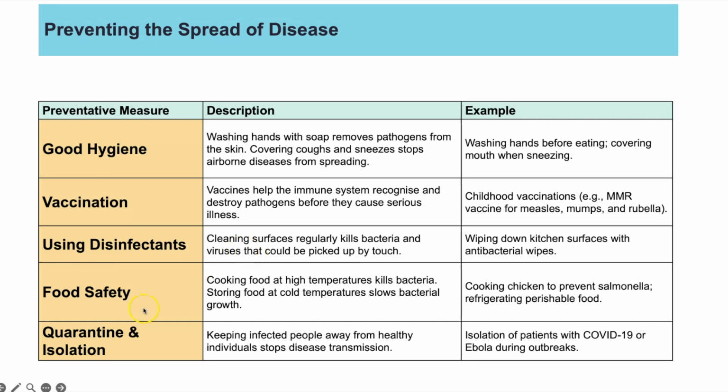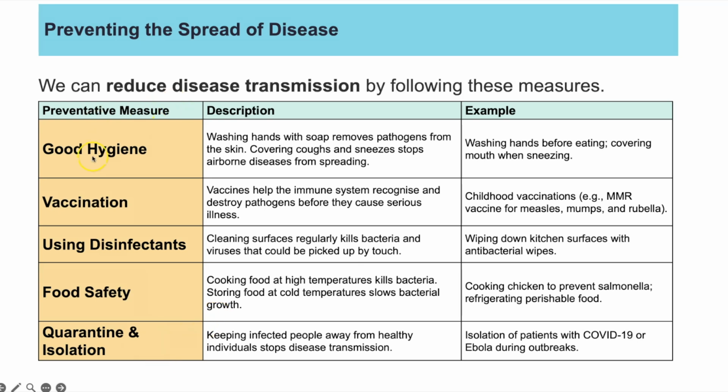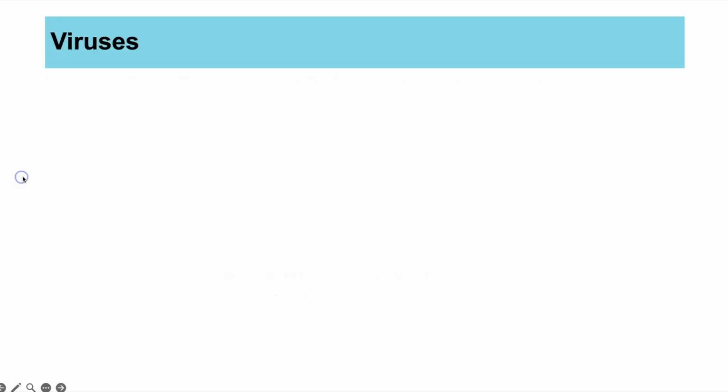with pathogens on. Food safety is another one, because if you aren't cooking food through properly, particularly meat, then pathogens such as salmonella can be in that food, and then when you eat it, the pathogen gets into your body. The final example we've got is quarantining people who are infected. So that means people that are infected, they'd be kept separate from healthy people so they can't transmit that pathogen. And that's something that we saw a lot during COVID-19. So that's how we can reduce the transmission of the diseases.